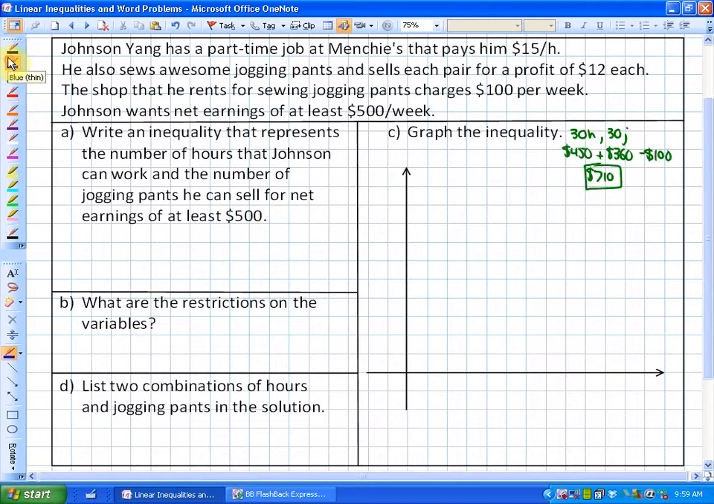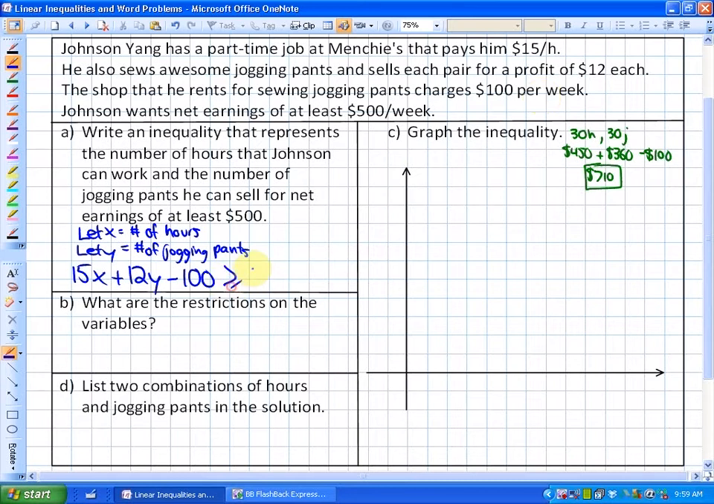Before we do that, I want to represent the variables. I'm going to let x equal the number of hours, and I'm going to let y equal the number of jogging pants. As far as the inequality goes, what we know is that 15 times the number of hours, plus 12 times the number of jogging pants, minus $100, because that's a fixed cost, he has to rent a shop for sewing jogging pants, has to be greater than or equal to 500. So this is the inequality that represents this word problem. His net earnings have to be greater than or equal to $500.